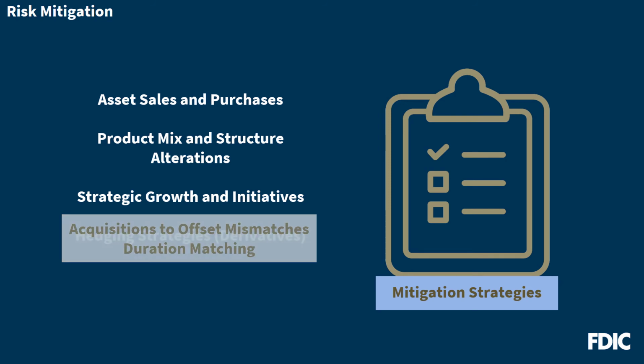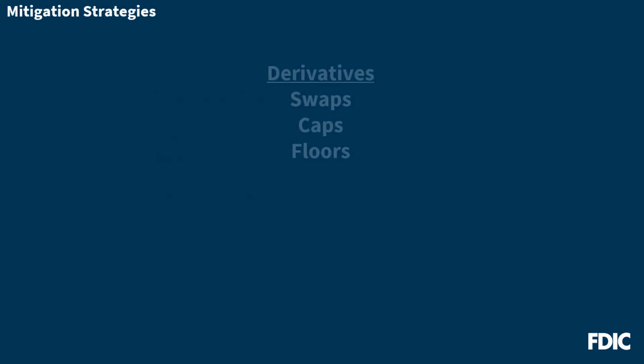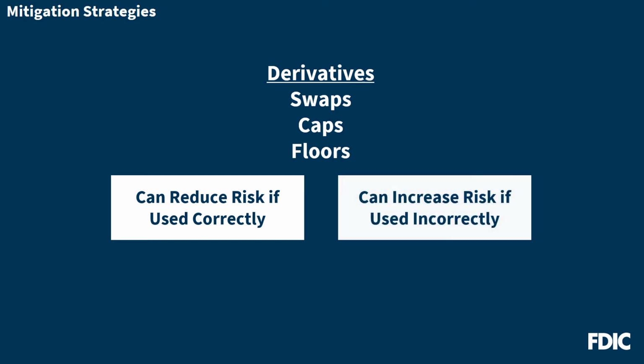The use of derivative instruments for hedging is an off-balance sheet strategy that can mitigate interest rate risk. The most common derivatives used to hedge interest rate risk are interest rate swaps, caps, and floors. These derivatives can reduce a bank's interest rate risk if used correctly. For example, an interest rate swap can effectively shorten the duration of a commercial loan portfolio. This would reduce an asset-liability mismatch. But if used incorrectly, derivatives can compound the risk rather than mitigate it.